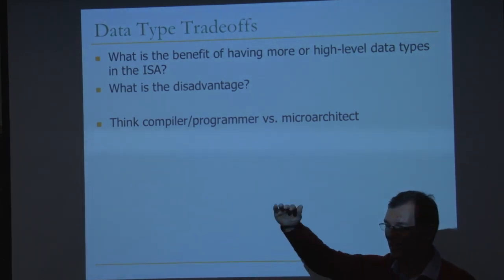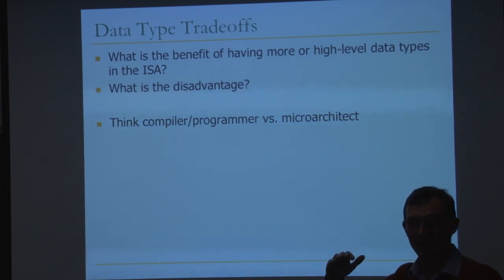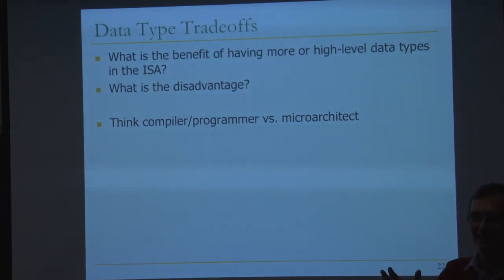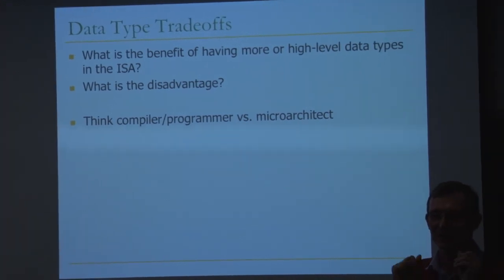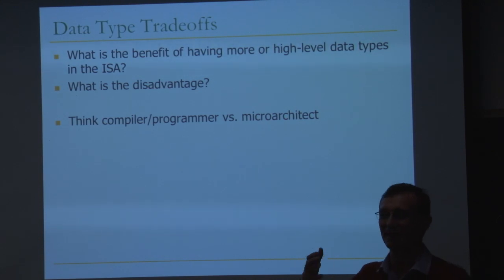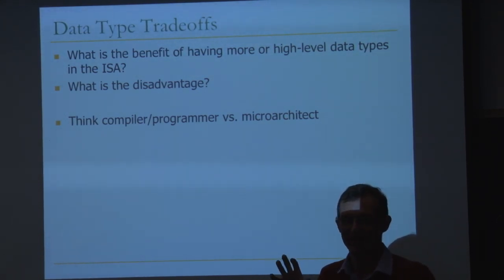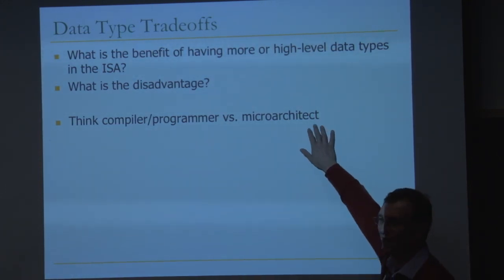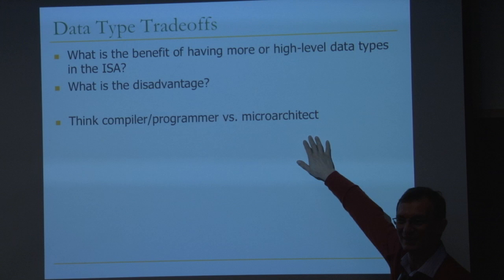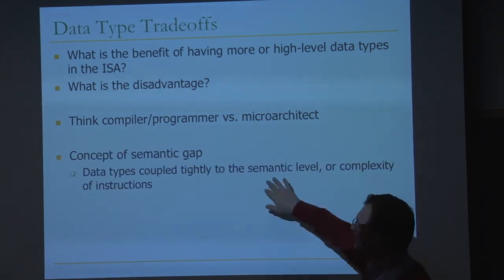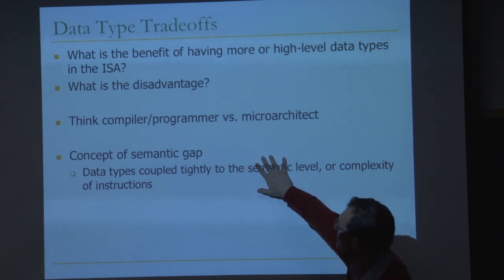If your data type is high level, and if it fits the programmer's needs, this is great, right? The compiler can just see a linked list and map it to the instructions very quickly. It doesn't need to generate all of those add, multiply, divide, whatever instructions. It doesn't need to do much translation to low-level instructions. But now the microarchitect's life is harder. Right? Now the microarchitect needs to support all of these instructions. And this ties into the concept of semantic gap.